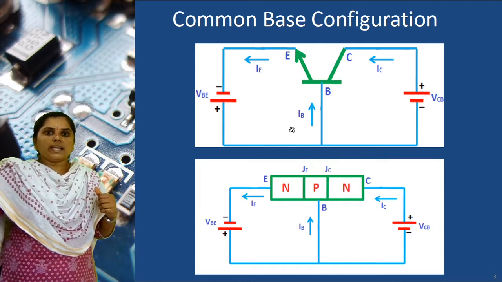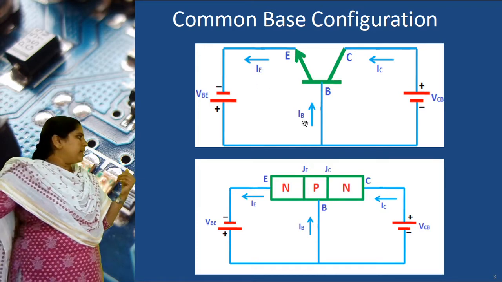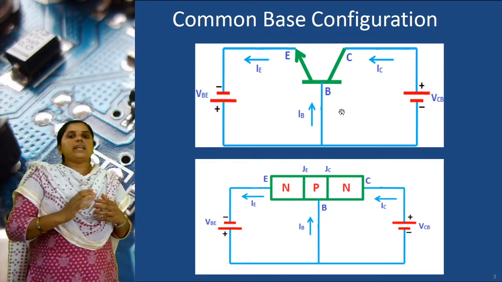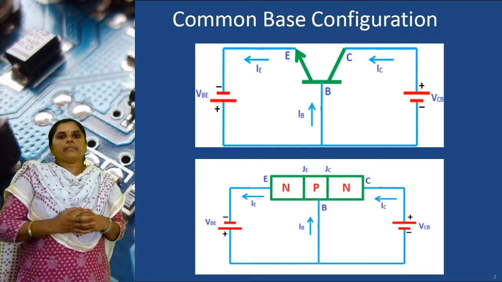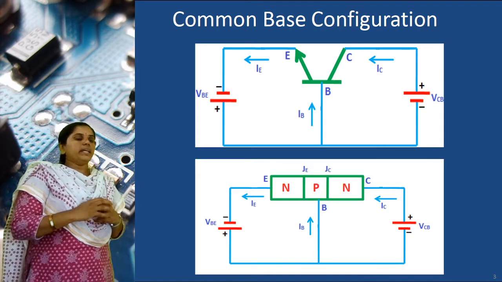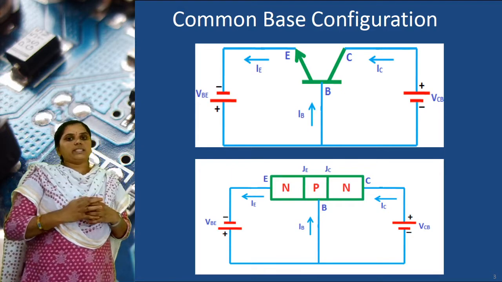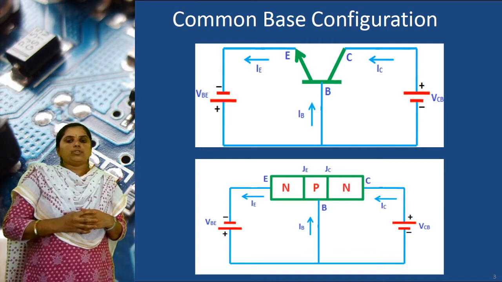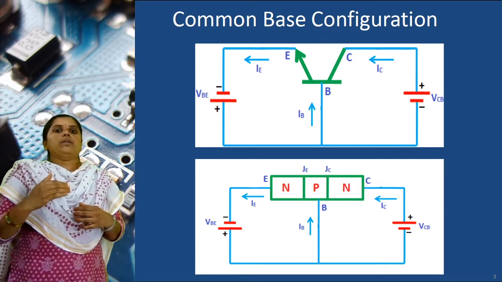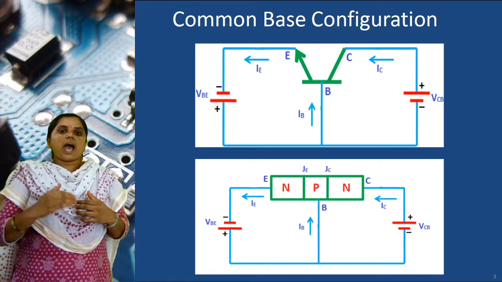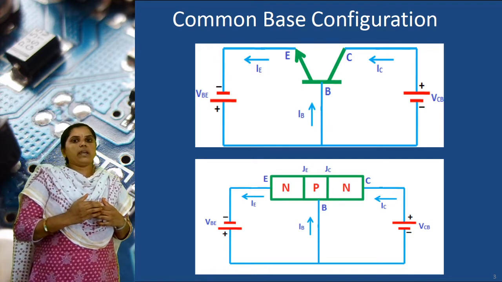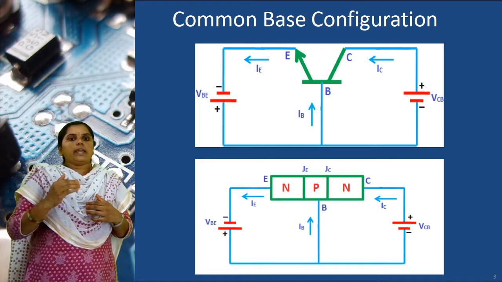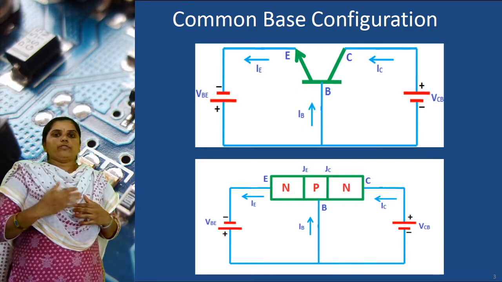How many junctions are there here? Two junctions: emitter base junction and collector base junction. If the transistor operates in the active region, the emitter base junction is in the forward bias region and the collector base junction is in the reverse bias region. What is meant by forward biasing? Forward biasing is nothing but the anode terminal connected to the positive terminal and the cathode terminal connected to the negative terminal.